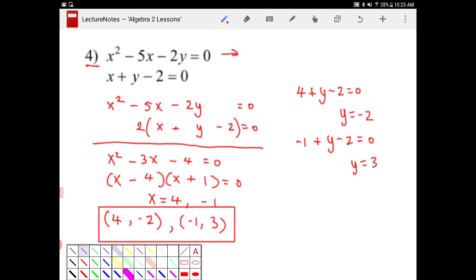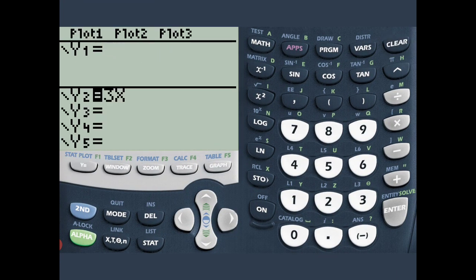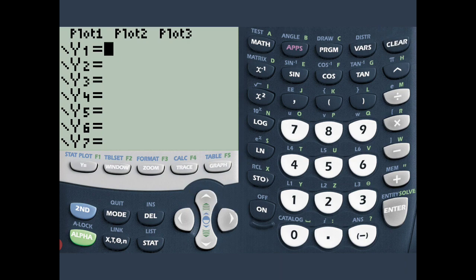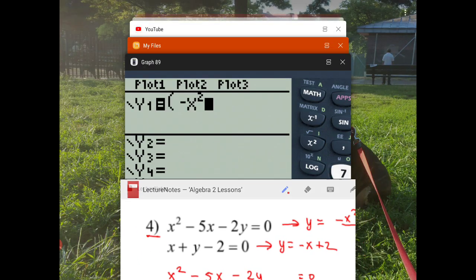So I'm going to do the same thing. I'm going to rewrite this as y is equal to negative x squared plus 5x, all divided by negative 2. And the bottom equation, y is equal to negative x plus 2. So again, I'm going to go back to the graphing calculator. I'm going to clear what I have. So I have negative x squared. Whoops, I'm going to press open parentheses first because I'm going to be dividing this by something. Negative x squared plus 5x divided by negative 2.